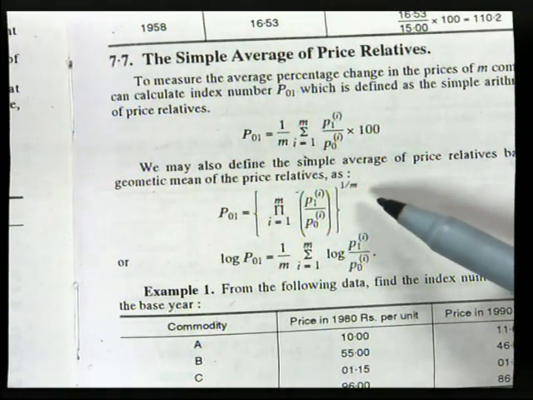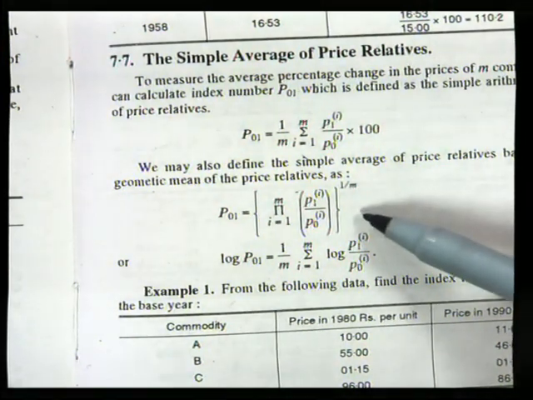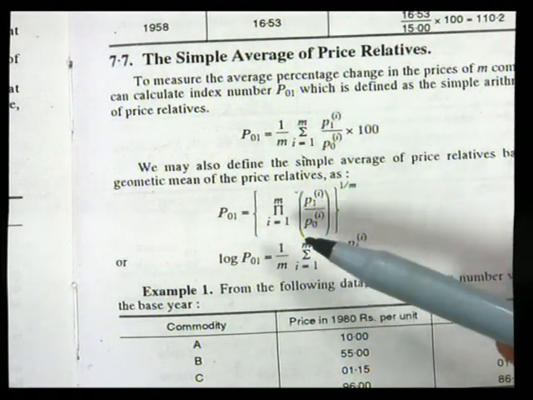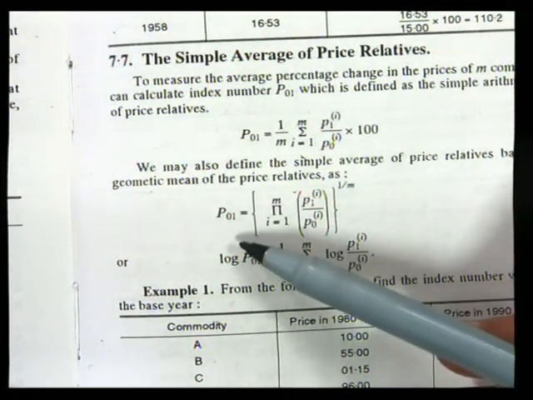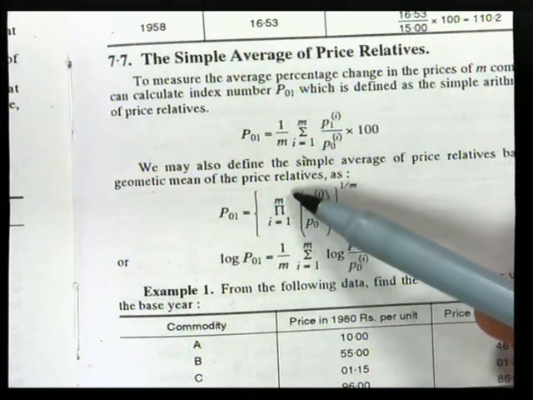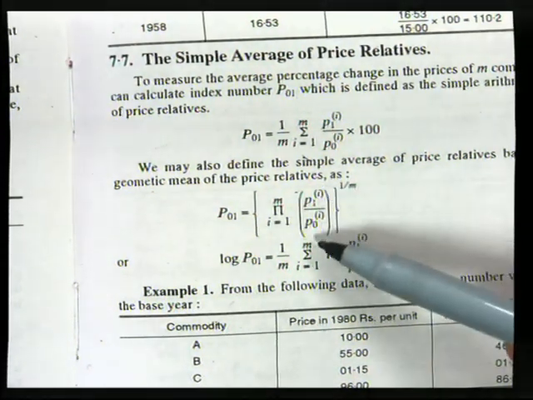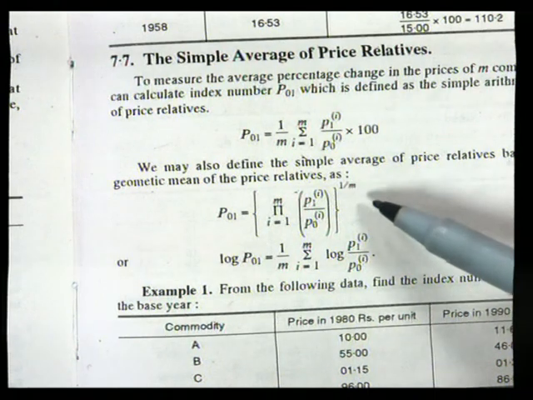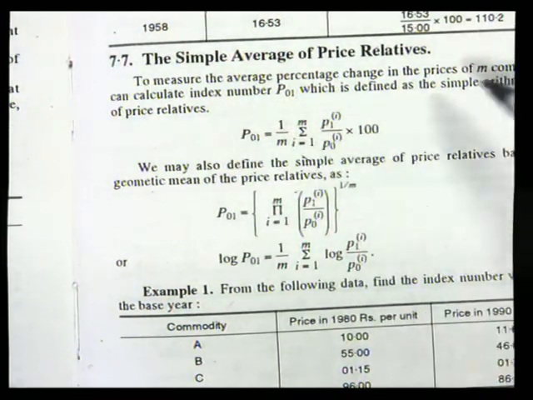As we know the geometric mean, instead of arithmetic mean, now we use the formula for geometric mean to find out P01, the same index number, given by the product, i running from 1 to m, of P1i upon P0i, whole raised to 1 upon m, that is, we find out the mth root.